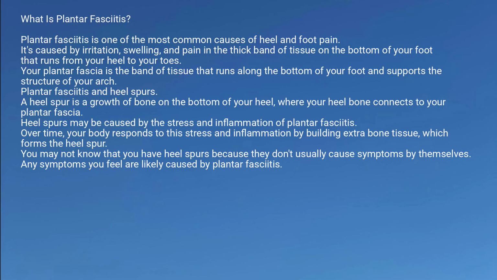Plantar fasciitis and heel spurs. A heel spur is a growth of bone on the bottom of your heel, where your heel bone connects to your plantar fascia. Heel spurs may be caused by the stress and inflammation of plantar fasciitis. Over time, your body responds to this stress and inflammation by building extra bone tissue, which forms the heel spur. You may not know that you have heel spurs because they don't usually cause symptoms by themselves. Any symptoms you feel are likely caused by plantar fasciitis.